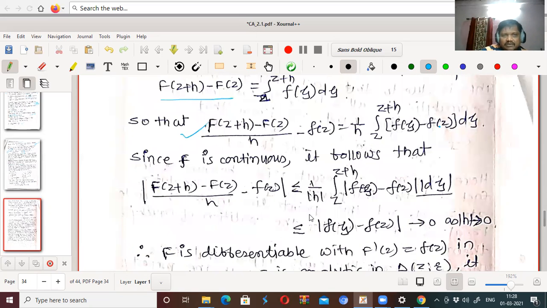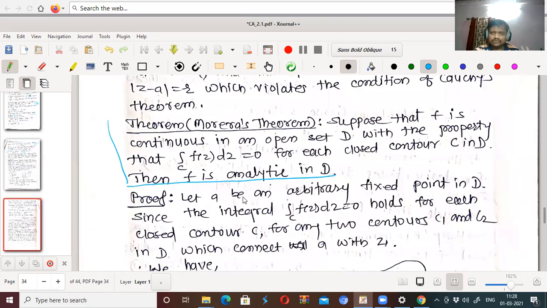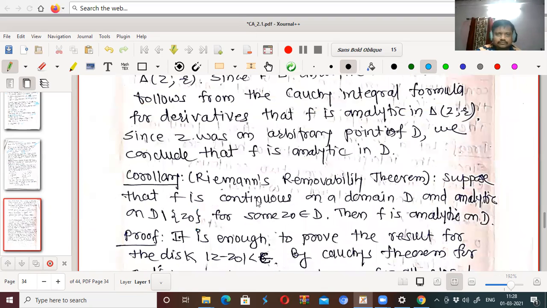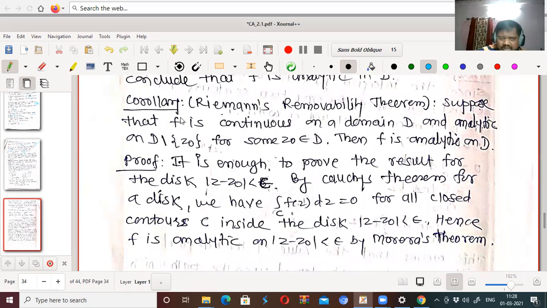So this is called Morera's theorem, which is the converse of Cauchy's theorem. And hence we have one more result, which is the corollary. We can call it Riemann's removability theorem. Suppose that f is continuous on a domain D and analytic on D apart from the point z0 belonging to D, then f is also analytic on D. It is enough to prove the result for the disk |z − z0| < ε.